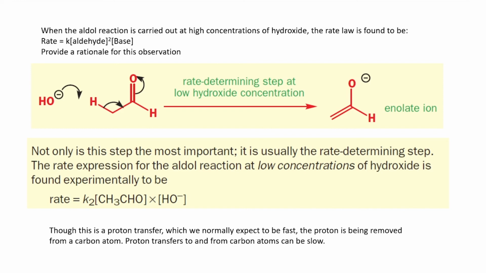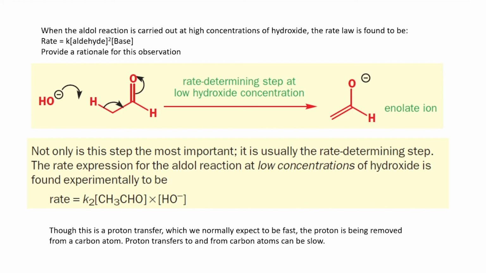So let's first look at the reaction under low base concentrations. Under these conditions, the enolate is formed and the enolate then reacts with the aldehyde and gives you the product. Experimentally, we observe that the rate is proportional to the concentration of aldehyde times the concentration of hydroxide ion. So this ends up being a first order reaction in the aldehyde as well as the base.